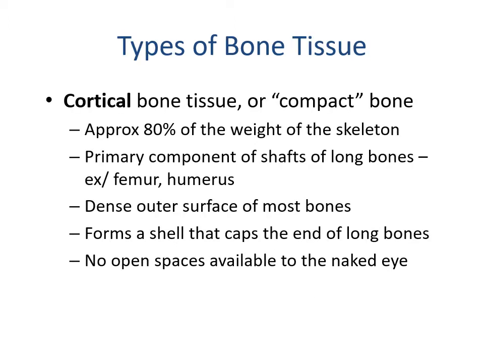So looking at our types of bone tissue, we have our cortical bone tissue or compact bone. And this is approximately 80% of the weight of the skeleton. This is the primary component of the shafts of the long bones, for example, the femur and the humerus. And this is the dense outer surface of most bones. This also forms a shell that caps the end of the long bones. When we're talking about our other types of bone tissue, they still have a cortical cap on them. And there are no open spaces available to the naked eye, so this would look, quote unquote, like solid bone.